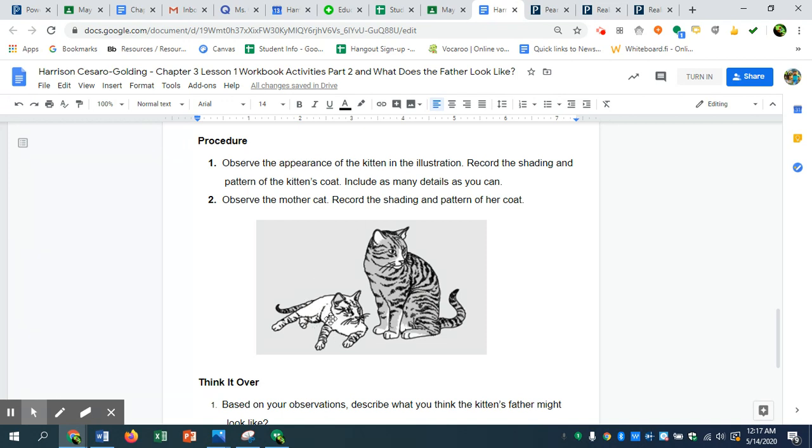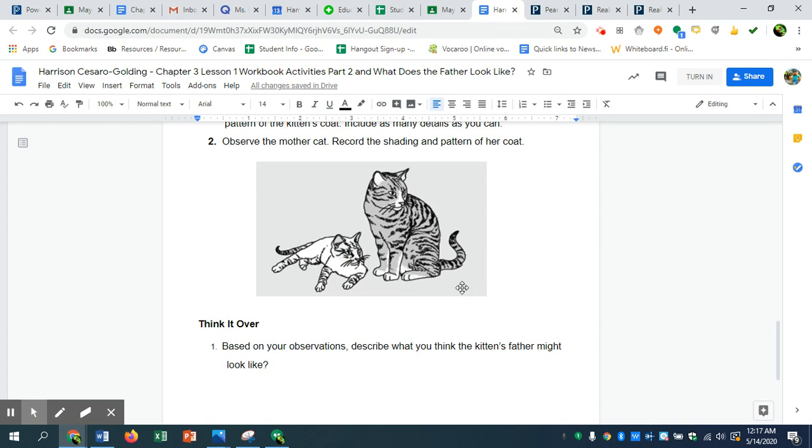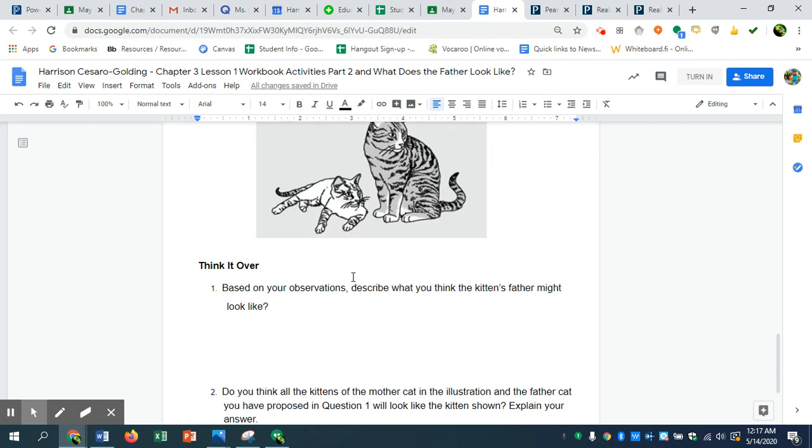This kitten is white, and then it just has some stripes on its tail and legs. Record the shading and pattern of the kitten's coat. Include as many details as you can. It's okay, we just described it. Look at the mother. Record that. Well, let's just talk about it. You don't have to record it. So she has some white paws, but for the most part, she's striped. So I see some traits of this kitten from the mom, the stripes on its legs and tail.